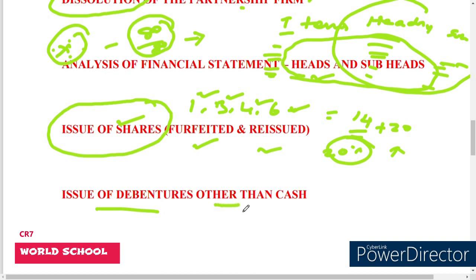And other than cash method, again it has taken place in 4-mark question. Already I suggested the same kind in 6-mark also. Now for 4-mark also I am suggesting this. Definitely one question will come from other than cash oriented.